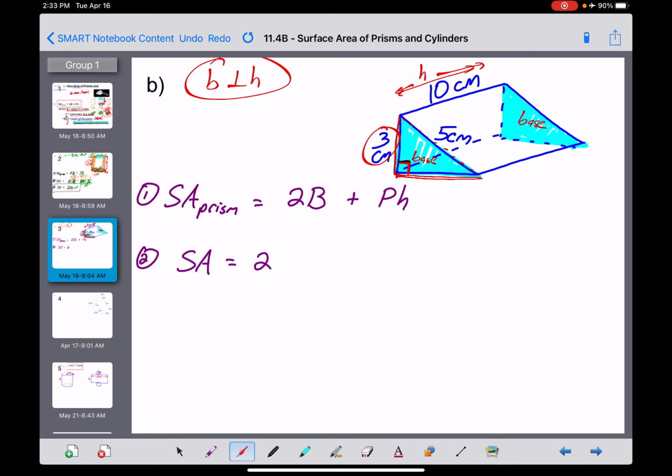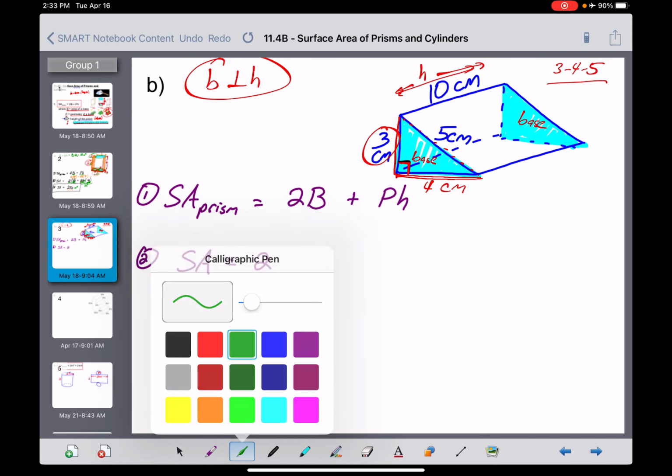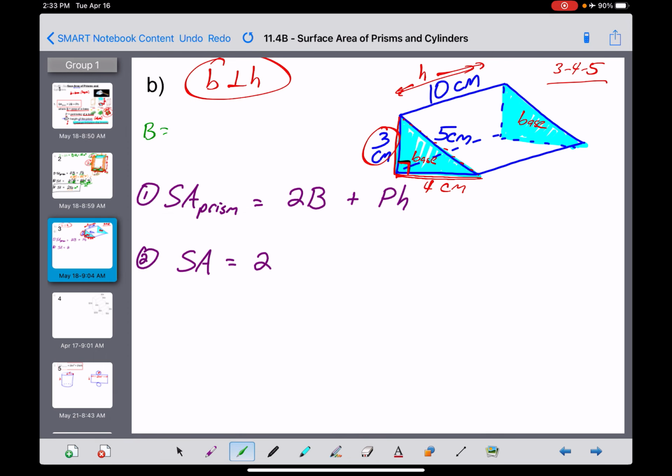They gave us 5 for the hypotenuse. Well, I'm hoping you guys recognize this is a 3, 4, 5 Pythagorean triple. So without having to do the Pythagorean theorem, I know that this bottom side is 4 because I know my triples. So I usually do this in green here. The area of our base, that would be the area of that blue triangle, would be 1/2 times its base times its height. That would be 1/2 times a base of 4 and a height of 3. So 4 times 3 is 12. Half of that is going to be 6. So the area of one base is going to be 6 square centimeters.